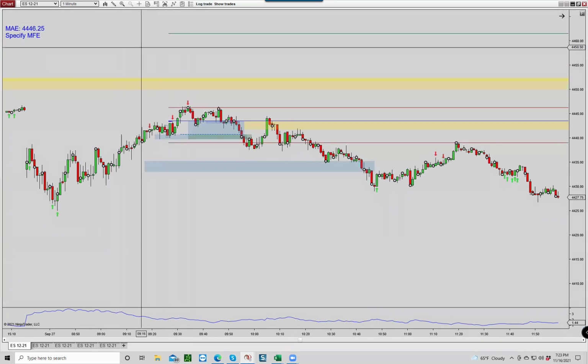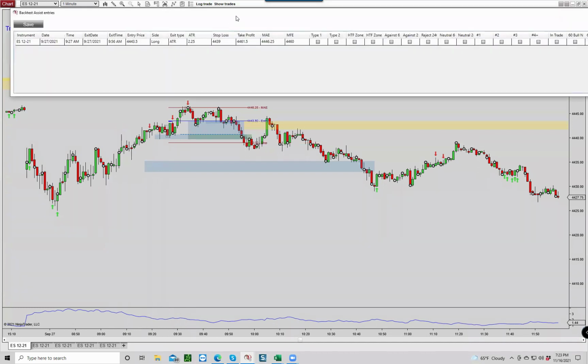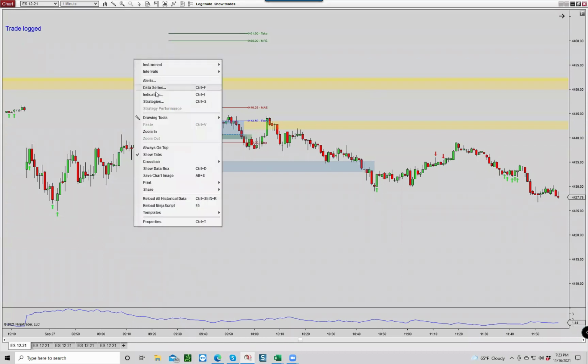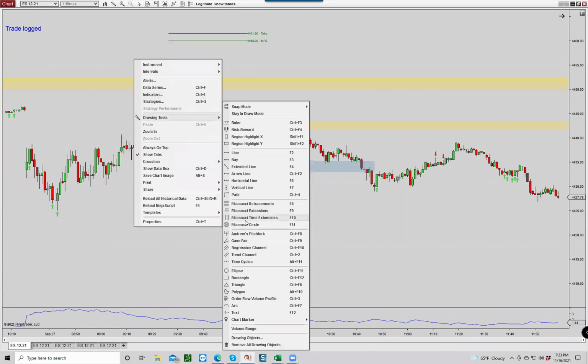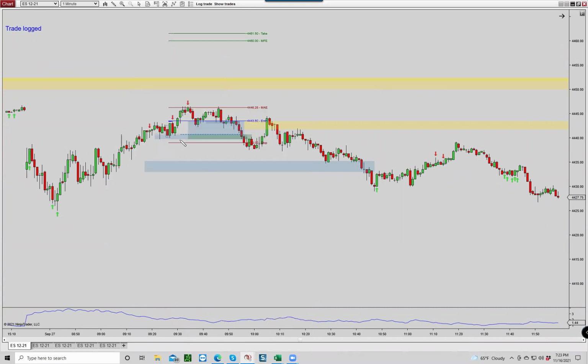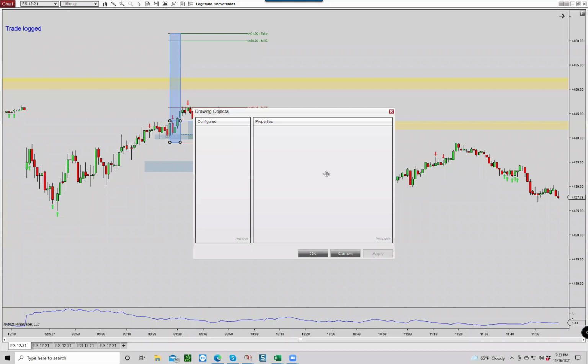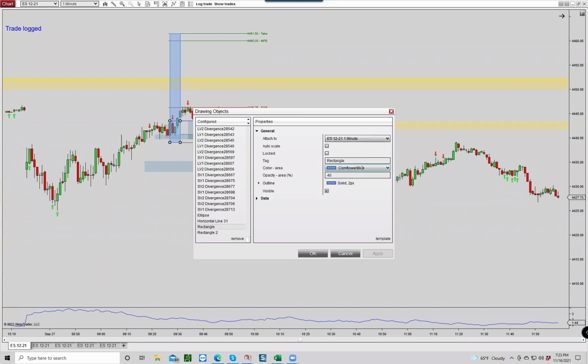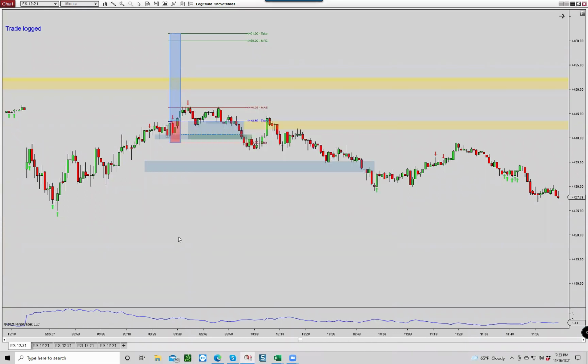So I think it's going to log a trade. Hold on. So here's my entry. There's my stop. Okay. My target is up here. So it looks something like that. Okay.